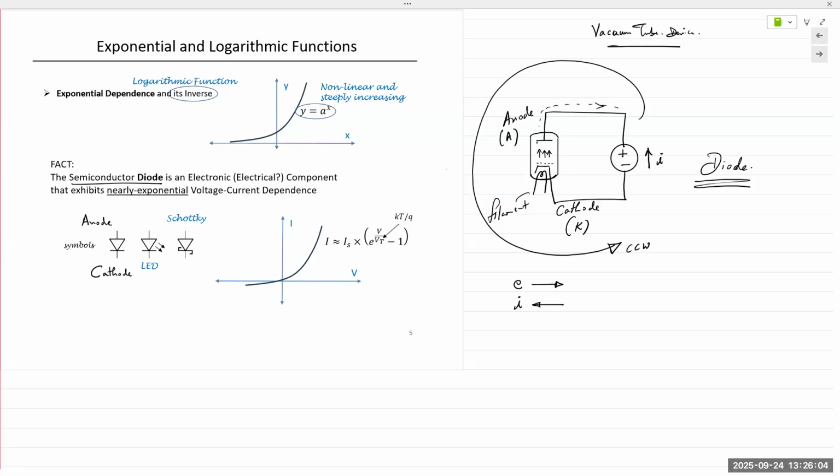So if we follow or use the flow of electrons as the current flow, we say it's electron flow. And if we use the opposite, it's hole flow. Yes.